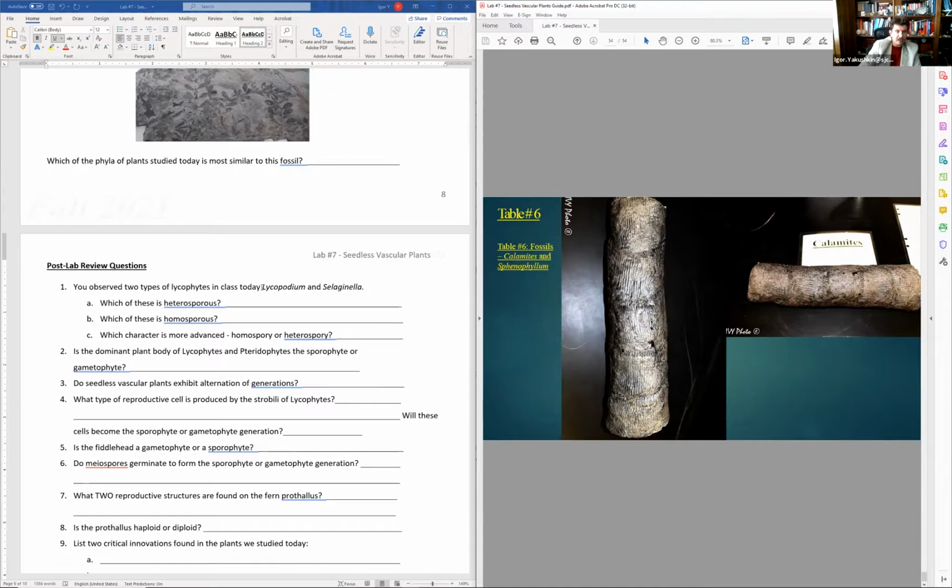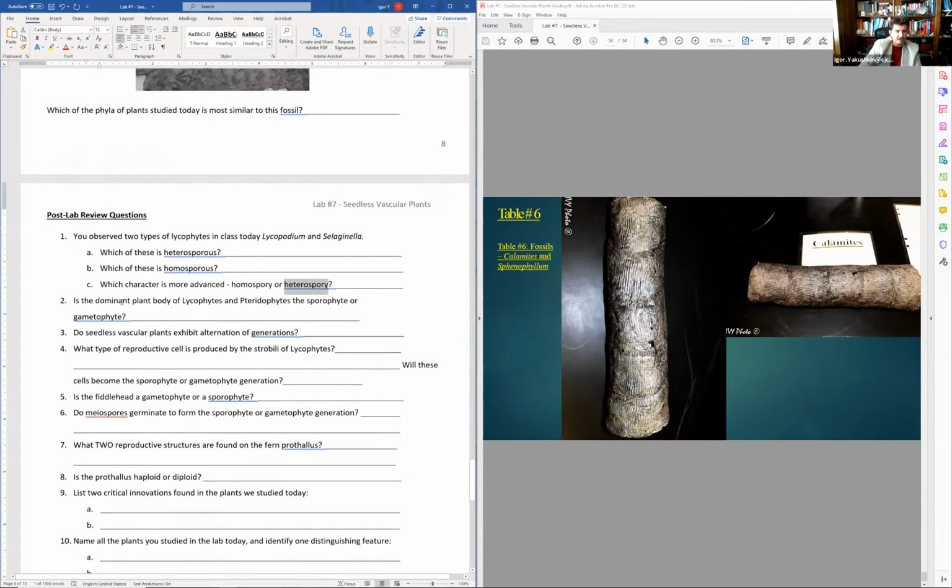Which one is homosporous? Lycopodium. Spores in the different sporangia were about the same size. Which character is more advanced? We decide that taking care of the females is a good thing to do in life. So heterospory. Is the dominant plant body of lycophytes and pteridophytes the sporophyte or gametophyte?